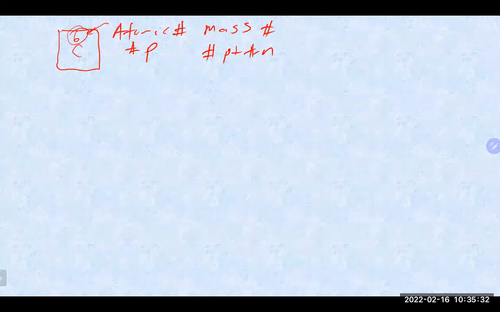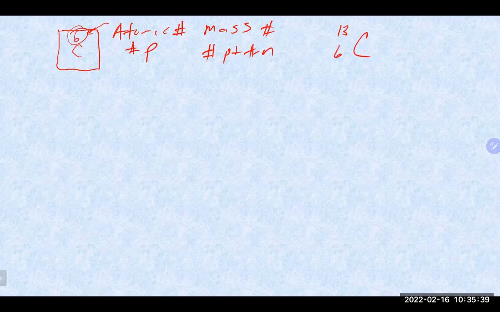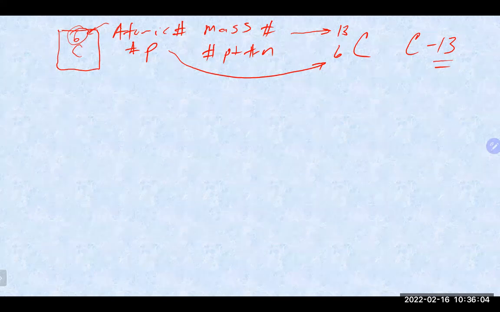When we write a symbol, it usually looks something like this. Up on top is the mass number, and on the bottom left is the atomic number, which is the number of protons. Another common way it is sometimes written is the symbol and a number afterwards, which represents the mass number in this particular case.